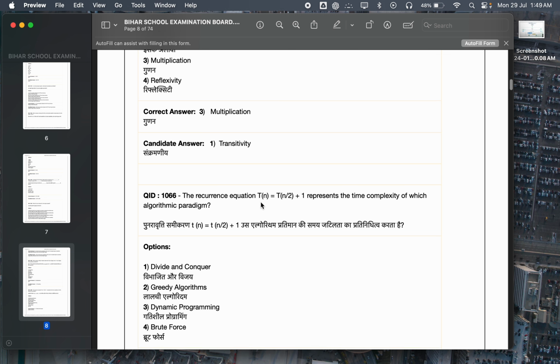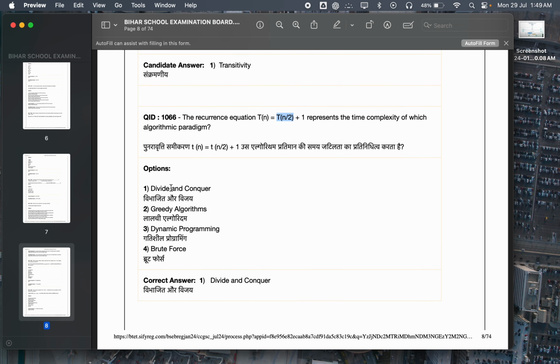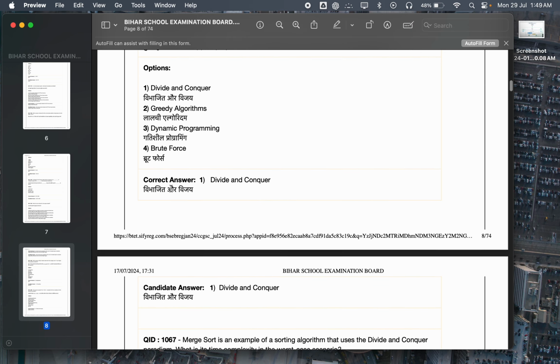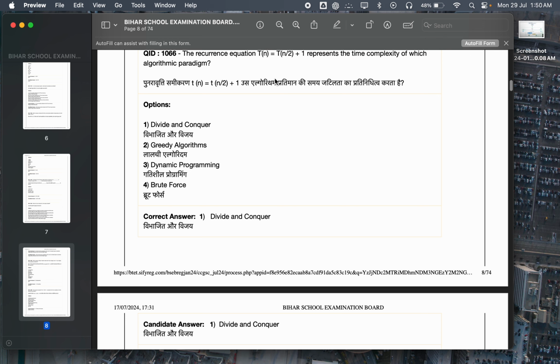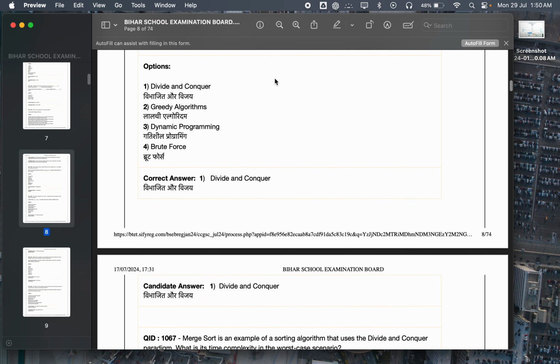The recurrence equation T(n) = T(n/2) represents the time complexity of which algorithm? If you see here, it is actually getting reduced by half every time. So this is basically divide and conquer, and the time complexity will be log n.